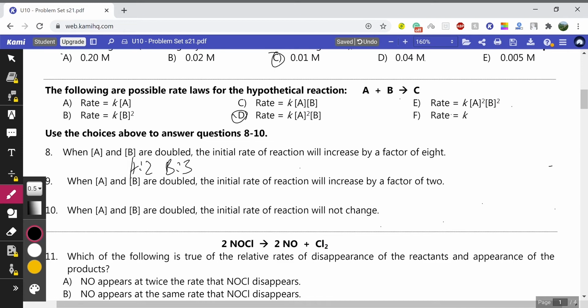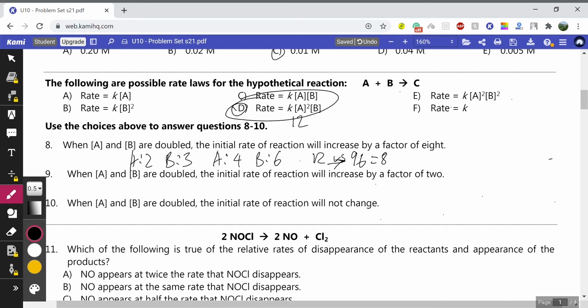Alright? 2 squared times 3 gives you 12. Now, when A and B are doubled, the new A will become 4 and the B will become 6. 4 squared times 6 gives you 96. 12 versus 96. Now, we double check. Is 96 divided by 12 8? 96 divided by 12 is 8. So, we know that when you use reaction D, when A and B are doubled, the initial rate of the reaction increased by a factor of 8 as it went from 12 to 96. So, the answer is D.